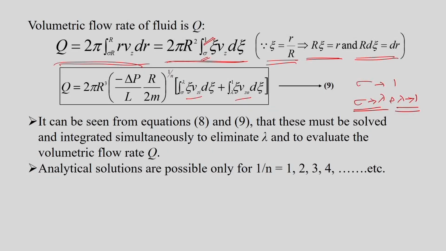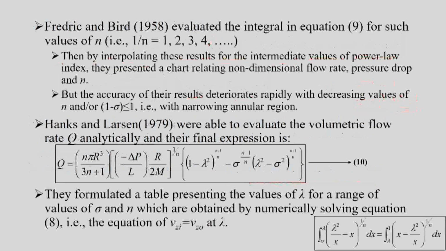Now, this equation 8 and equation number 9 must be solved simultaneously in order to have a reliable solution, and that is not possible analytically, because you have to maintain the boundary condition Vzi equals Vzo at r equals lambda R. That is very difficult to do analytically, but it is possible if 1 by n takes constant values like 1, 2, 3, 4, etc. Indeed, Frederickson and Bird evaluated this volumetric flow rate equation for constant values of 1 by n such as 1, 2, 3, 4 individually, and for intermediate values of n they did interpolation and provided a chart relating the non-dimensional flow rate, pressure drop, and power law index n.